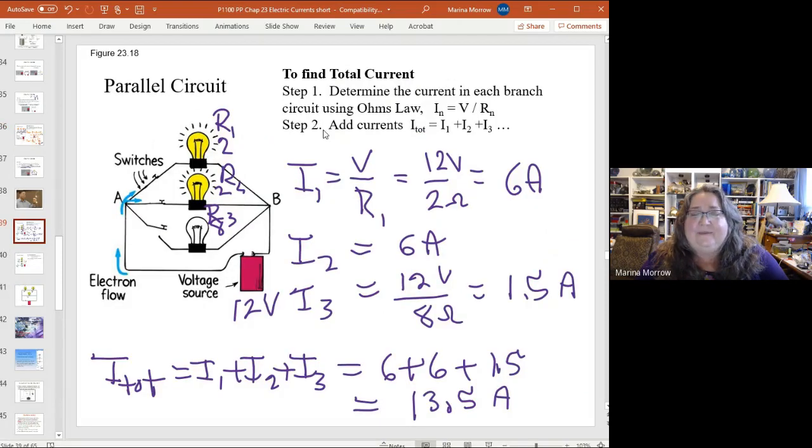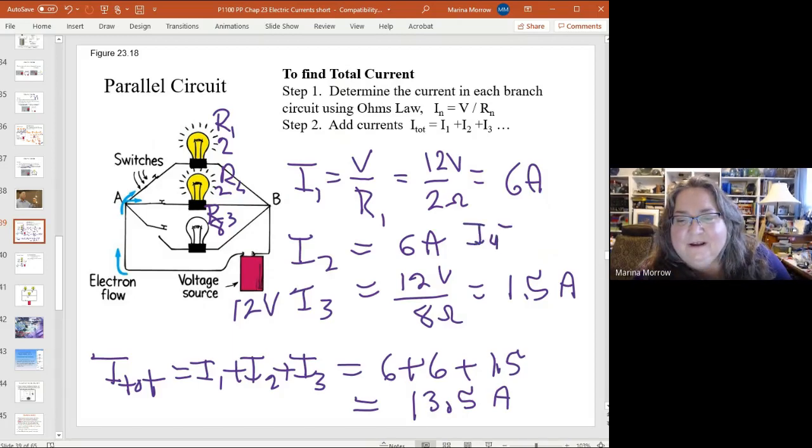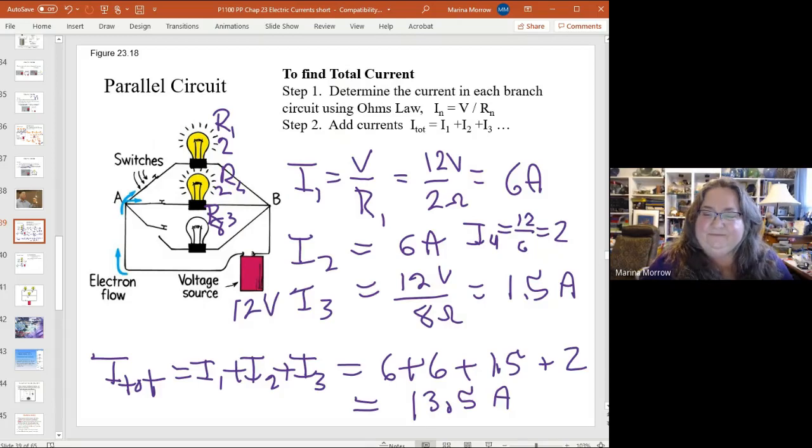And at this point, it would be easy if I decide to add another resistor. I just do another calculation for I4 if I wanted to. Add in that 6 ohm resistor. Then that would be 12 volts over 6. That would be an additional 2 amps, and that would be very easy to add down here. Another 2 amps, and it would be 15.5, right? Okay, so it would be very easy to add on another calculation of our branch current at that point.